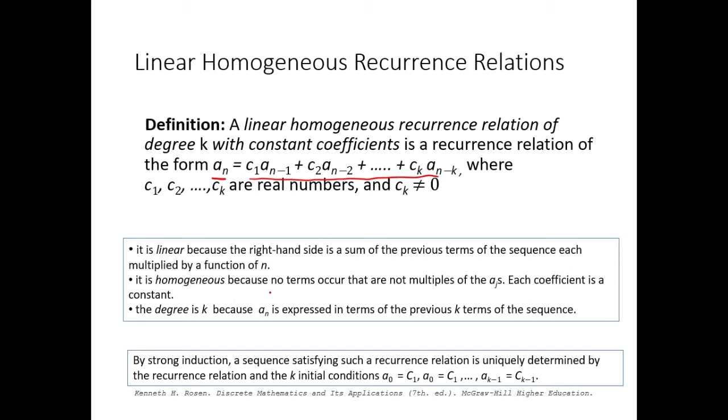And then it is homogeneous because there is no term that is not a multiple of a_i, which means there is no constant term. And as a_n is expressed in terms of the previous k terms, this linear homogeneous recurrence relation is called a relation with degree k.